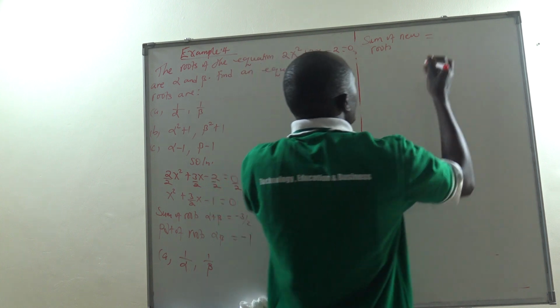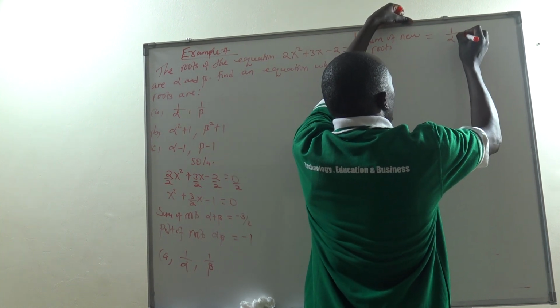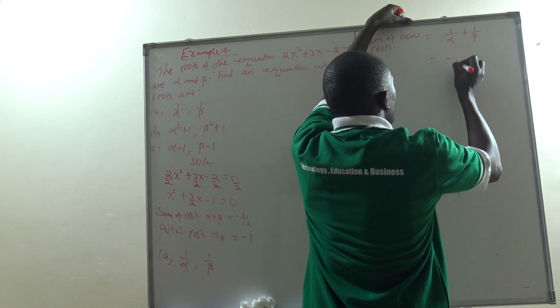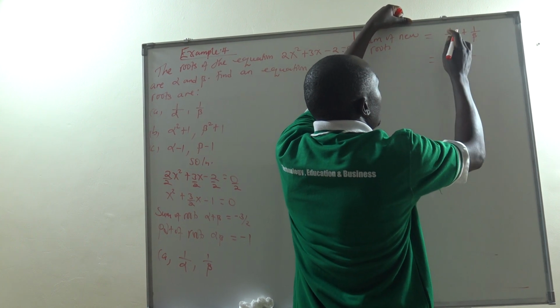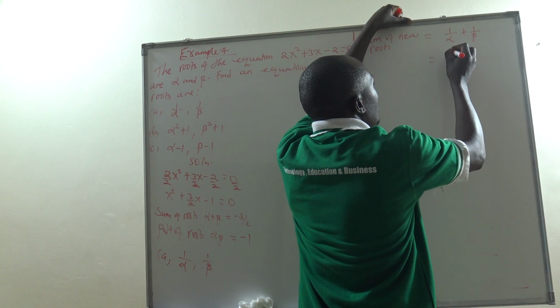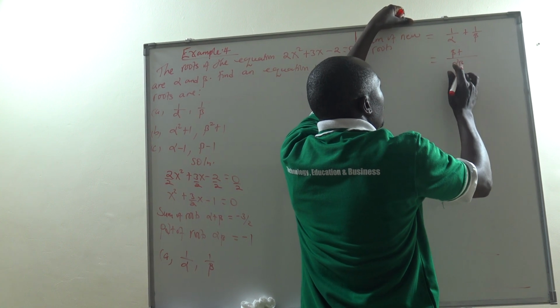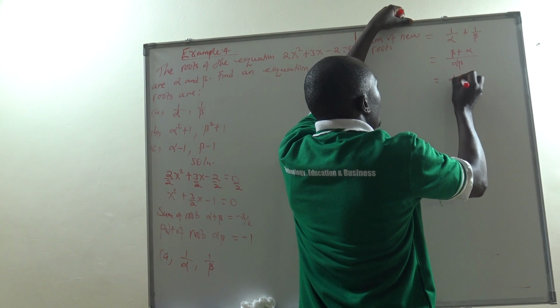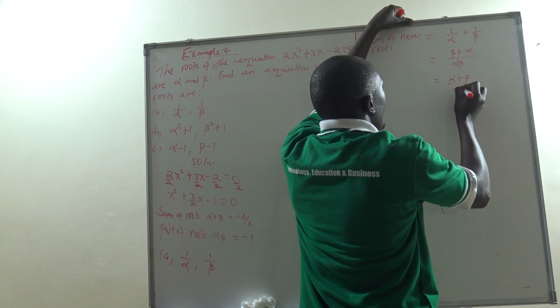So it's going to be 1 out of alpha plus 1 out of beta. So this one becomes alpha beta. Alpha beta divided by alpha, I'm getting beta. So beta plus alpha beta divided by beta, we get alpha times 1 that. So we are coming out with alpha plus beta all over alpha beta.